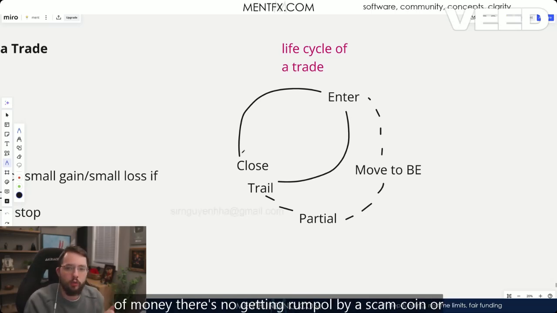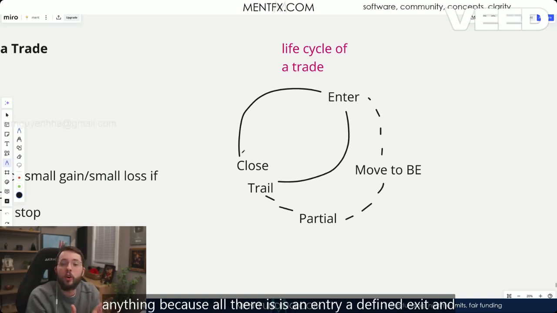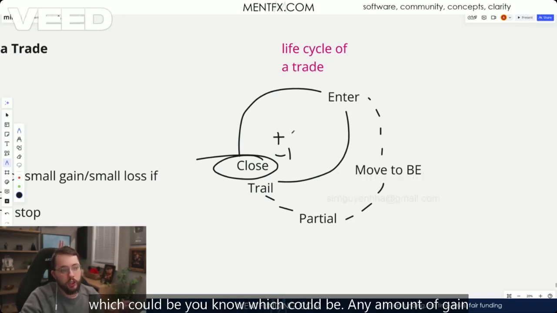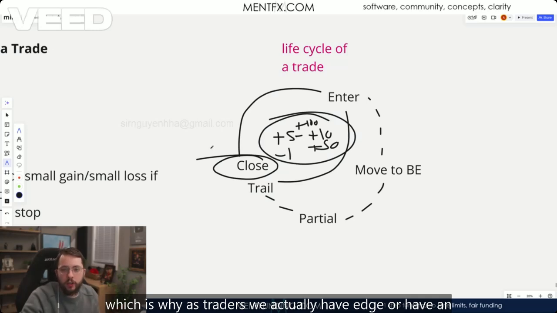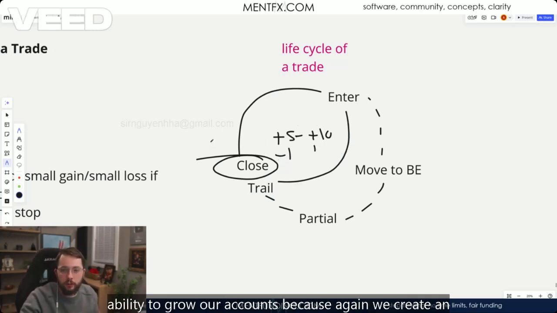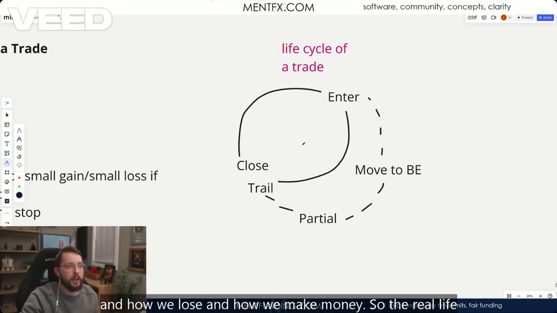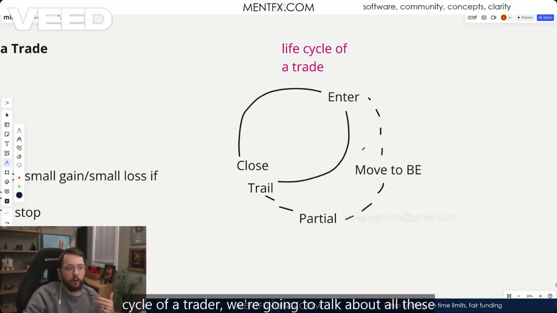There's no getting rug pulled by a scam coin or anything, because all there is, is an entry, a defined exit, and a close through a loss or a close through a gain, which could be any amount of gain. That's why, as traders, we actually have an edge, an ability to grow our accounts, because we create an unfair advantage in the markets in regards to what we lose and how we make money.